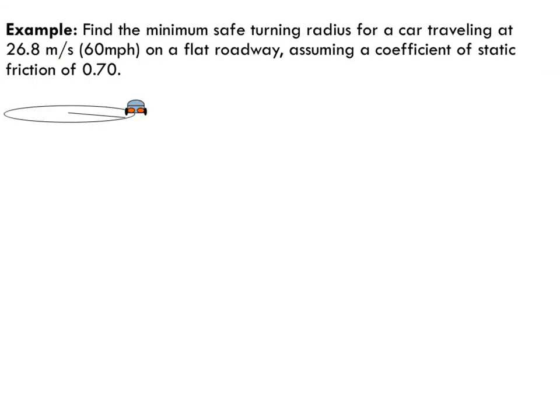So in this example, we're asked to find the minimum safe turning radius for a car traveling at 26.8 meters per second, or about 60 miles per hour, on a flat roadway, assuming a coefficient of static friction of 0.7. So again, here we always want to start with a free body diagram. So we have our normal force acting up, we have our force of gravity acting down, and then again we have our frictional force acting inwards.